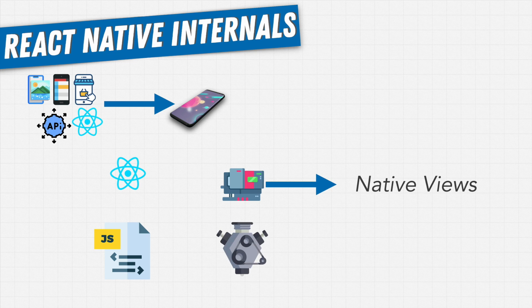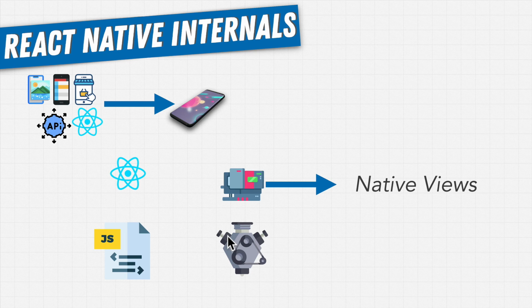But then the second part is that it needs to understand this JavaScript logic on the phone. Remember that the phone understands Objective-C, Swift, Java, or Kotlin, but doesn't really have a concept of JavaScript. You see, in order for React Native to work, it needs something called a JavaScript VM, or virtual machine. This virtual machine has a JavaScript engine that allows it to understand this logic that we write, this JavaScript code. So most of the time, this VM is called JavaScript Core. It's a JavaScript engine that actually powers the Safari browser.